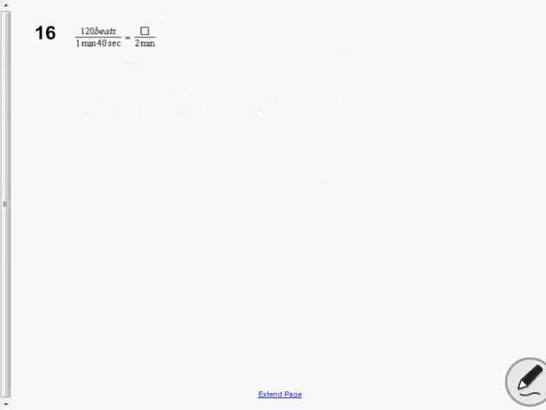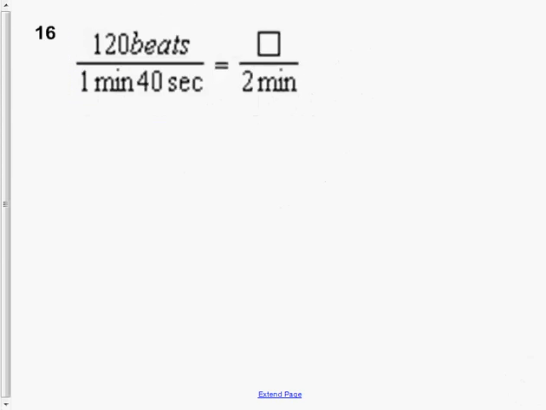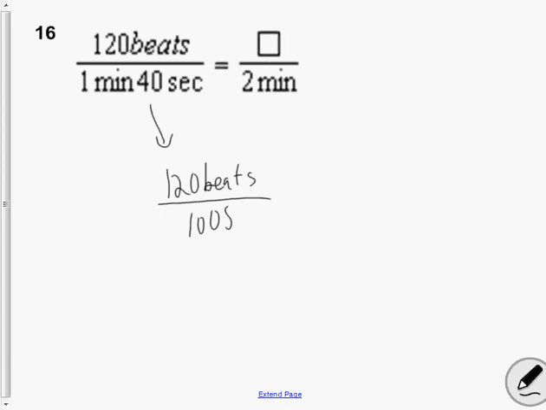The next question is 120 beats in 1 minute and 40 seconds. How many in 2 minutes? First thing you want to do is break it down into either a minute or a second. I'm going to go down to seconds. So 1 minute and 40 seconds is actually 100 seconds. This is the exact same thing. I just changed 1 minute and 40 seconds into just seconds.